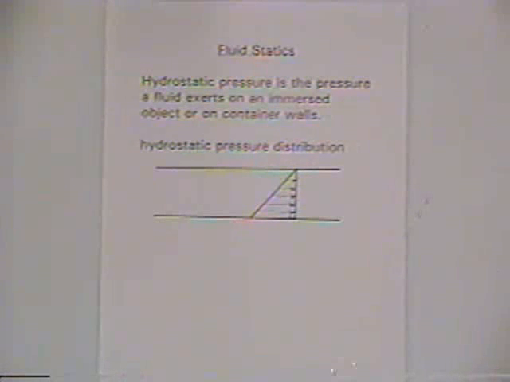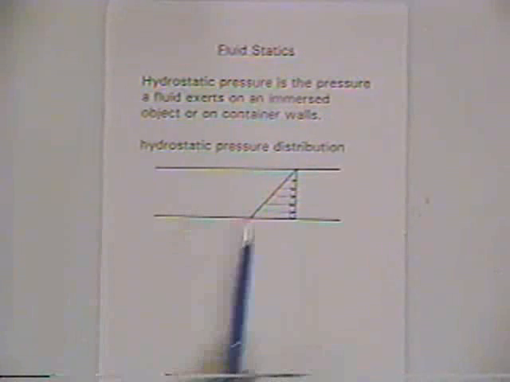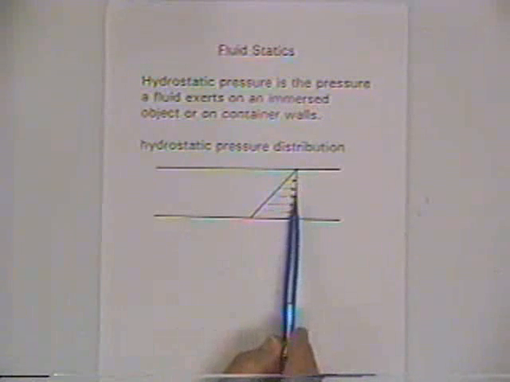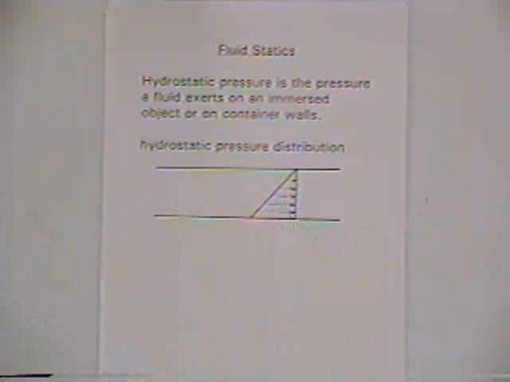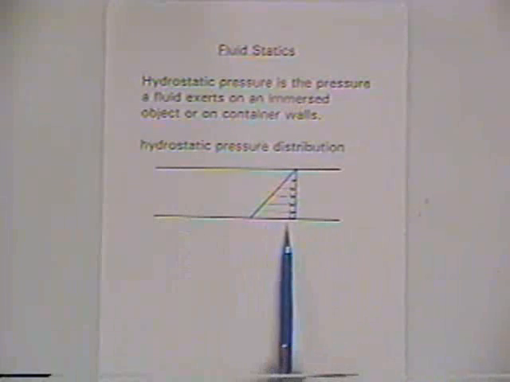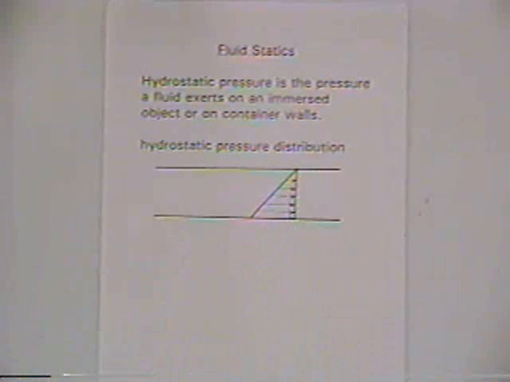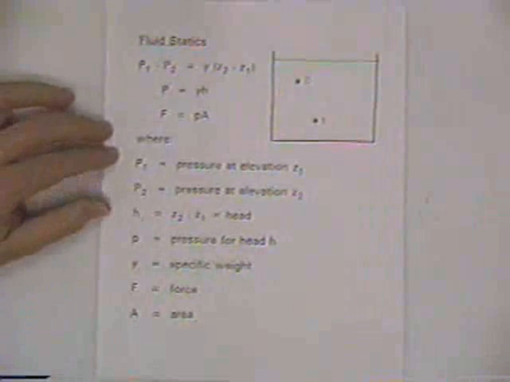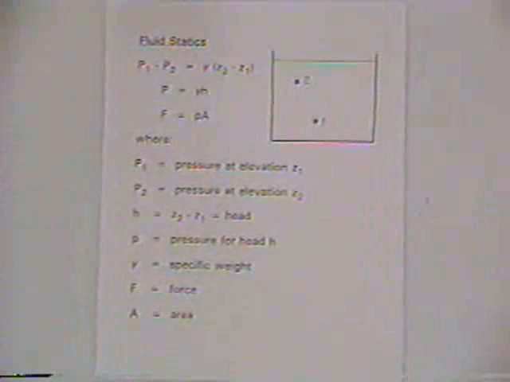You may have an object immersed in the fluid. And so the pressure increases with depth. At the surface of a liquid, there's zero pressure, but as you get deeper and deeper, the pressure increases, as indicated by this little diagram or schematic representing a pressure distribution, a linear increase of pressure with depth. And this is the basic concept and the basic equation that fluid statics is built upon. If we understand this equation, we can pretty well understand fluid statics.